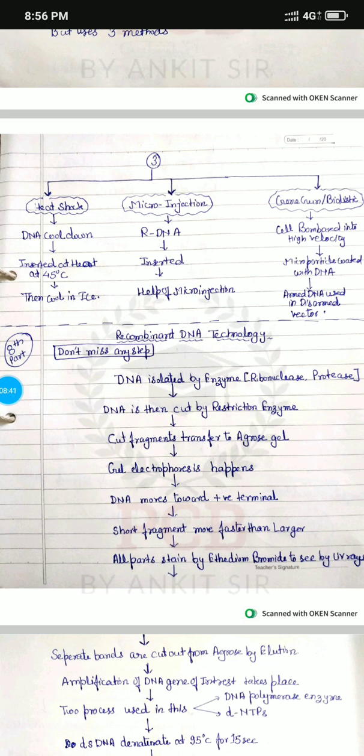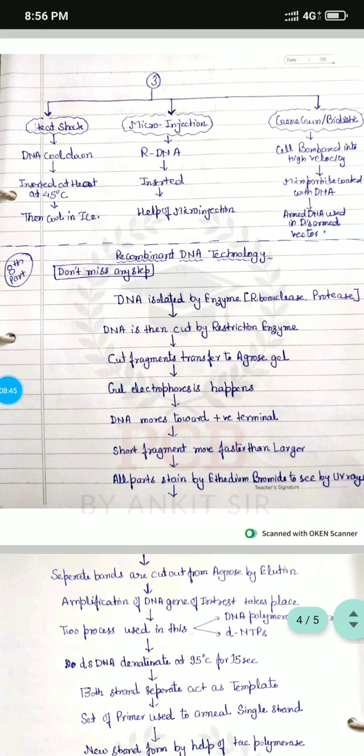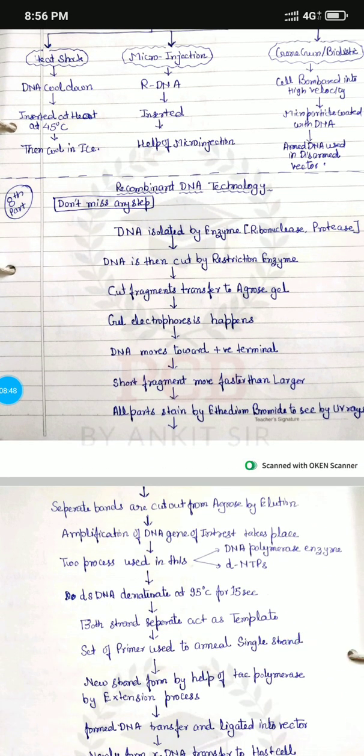Overall, last part but not the least, actually the second last part: how the recombinant DNA technology is going to be used, and don't miss any step. Firstly, the DNA is taken from any part and isolated, using enzymes like ribonuclease or protease. DNA is cut with the help of the restriction enzyme, restriction endonuclease. The cut part is transferred to the agarose gel, where the gel electrophoresis technique takes place.